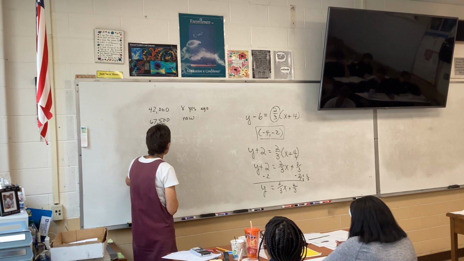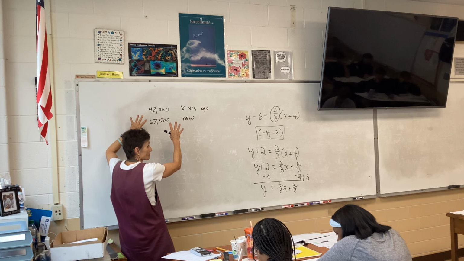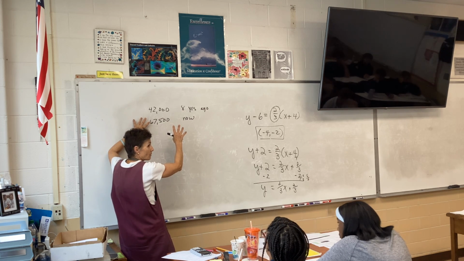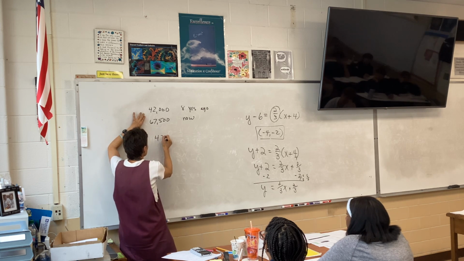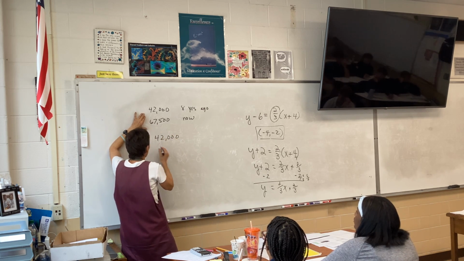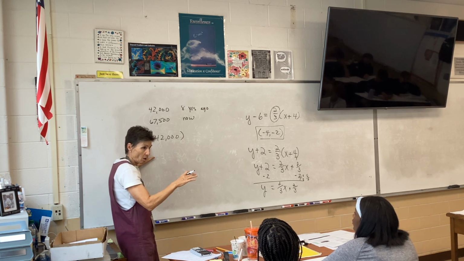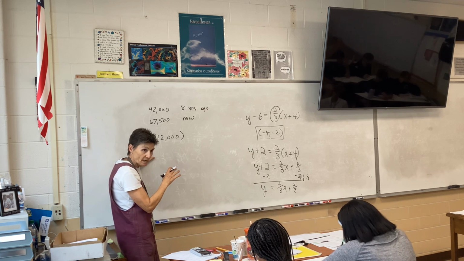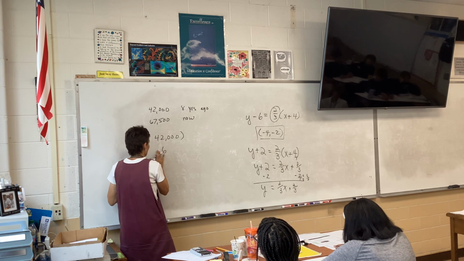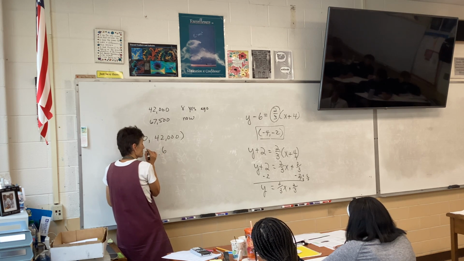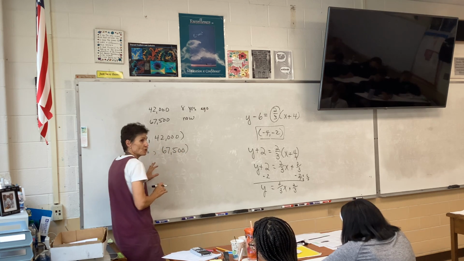All right, so let's look at the scenario. These are actually points. If you think about it, 42,000 was the original value of the house. So at time 0, it was worth 42,000. When was it worth 67.5? After how many years? 8. So do these 2 points make sense to you?